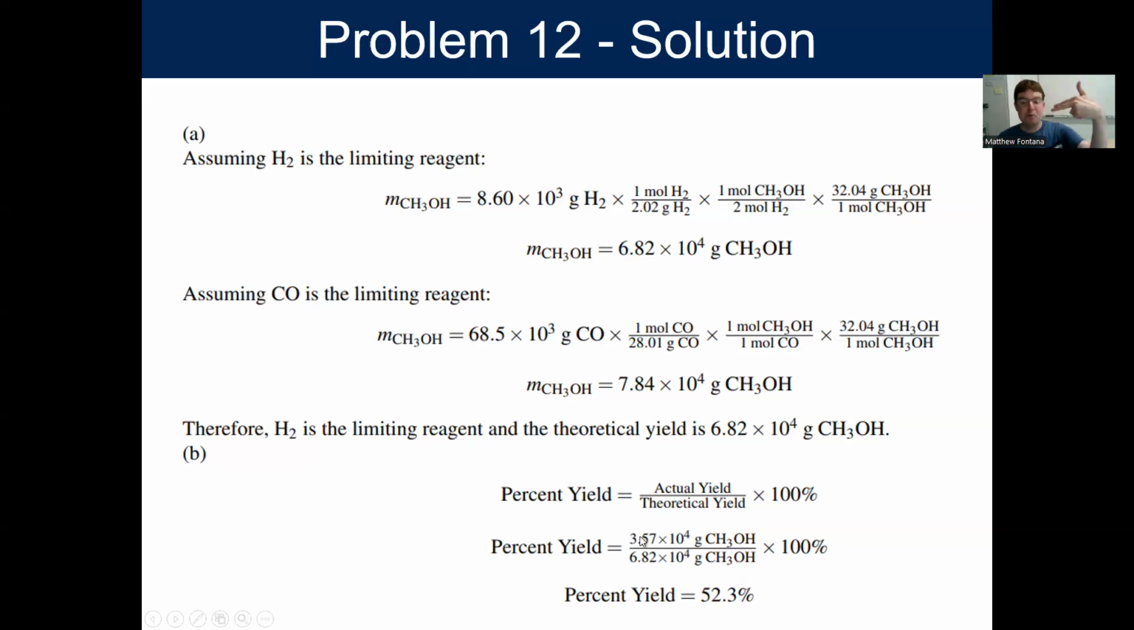And so if we then take the ratio of the actual yield and the theoretical yield, you're going to notice that grams of methanol and grams of methanol will cancel. And then you're left with a unitless number that you multiply by 100, and then you get the percentage symbol. And when you do that for this particular question, you're going to get a percent yield of 52.3%. Okay. And so that's going to be the wrap up of this question here.